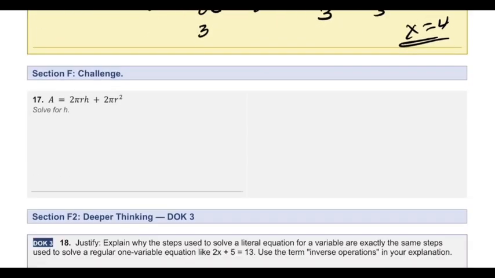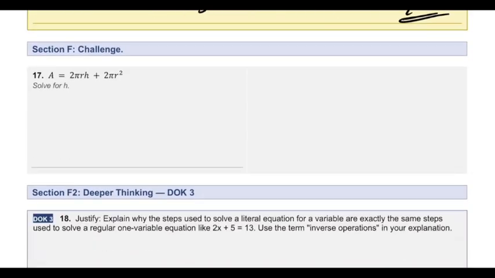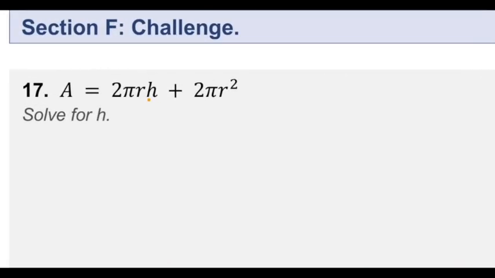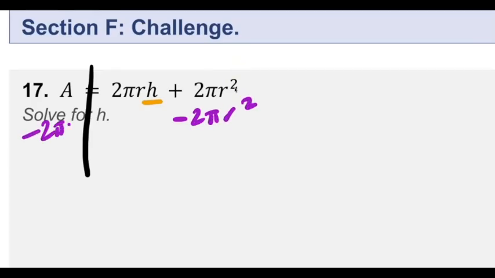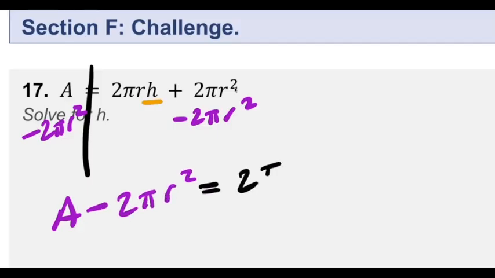Okay. Last couple. Solve for h here. Now, there's only one h, so I actually don't think it's too bad. Here's my a. There's my equal sign. I'm trying to get h by itself. So first thing I do is get rid of all of this. Right now it's being added, so let's subtract it. Minus 2 pi r squared, minus 2 pi r squared. So I'm going to get a minus 2 pi r squared equals 2 pi rh. So we're there now.